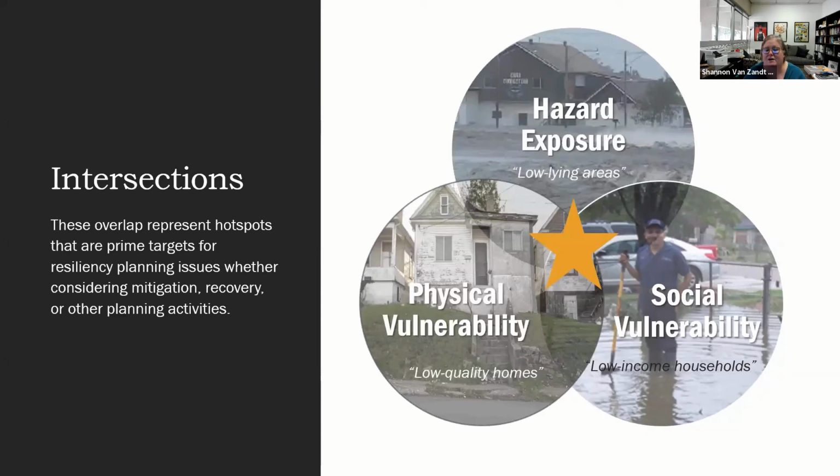Low income households live in low quality homes in low lying areas. So this is where that intersection of risk exposure, living in low lying areas, coupled with lower quality, older homes, homes that aren't properly maintained, and low income households or African American households or Hispanic households, they are the ones living in those areas. And so these represent hotspots for, as a planner, areas where we can try to make a difference.